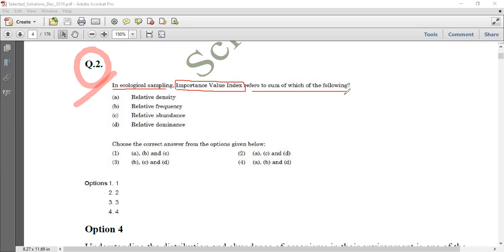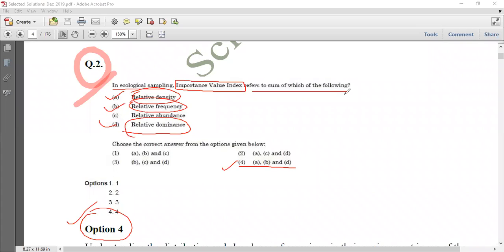Or, the sum of which quantities gives rise to the value of importance value index. So friends, let me tell you the quantities which are relevant for calculating the importance value index. These are relative density, relative frequency, and relative dominance. So A, B, and D, which says that option number 4 is correct. So the fourth option is the correct option for this.